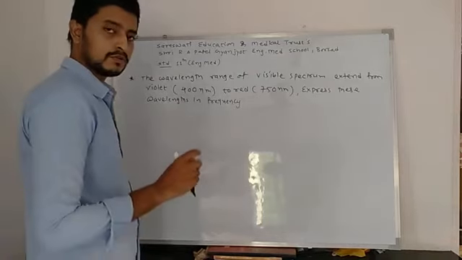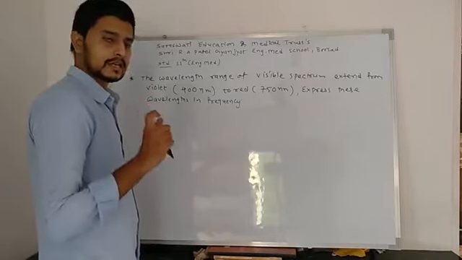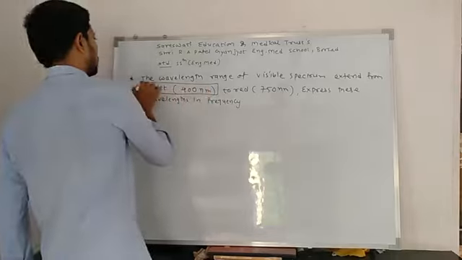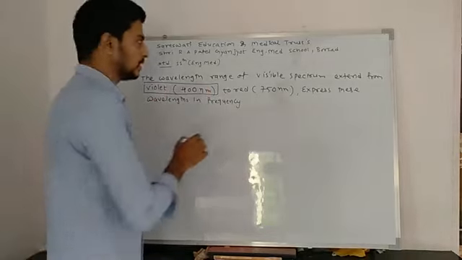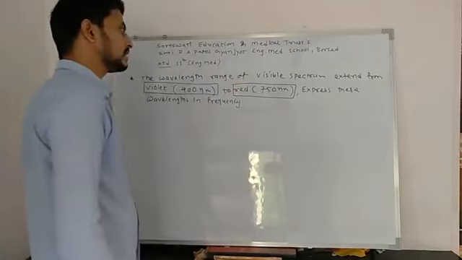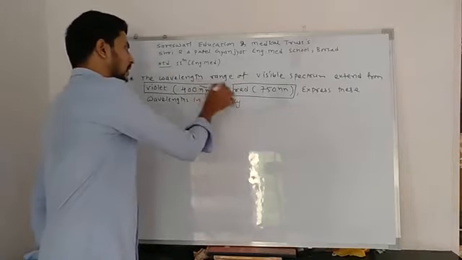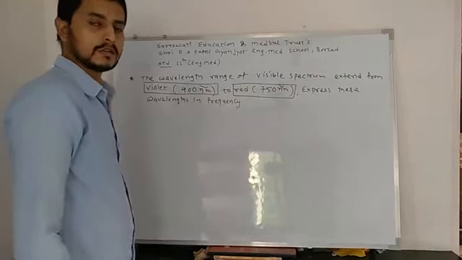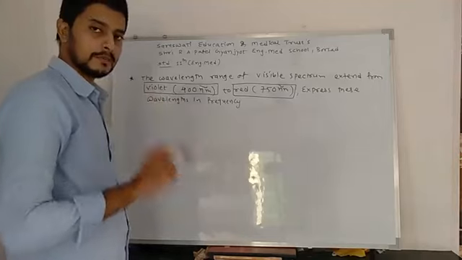In a question we have to highlight which parameters are given. Here for the violet coloration the wavelength is given as 400 nanometer. On the other hand, for red coloration the wavelength is given as 750 nanometers. They are given in nanometers, so how can we convert into meter? 1 nanometer is equal to 10 power minus 9 meter.